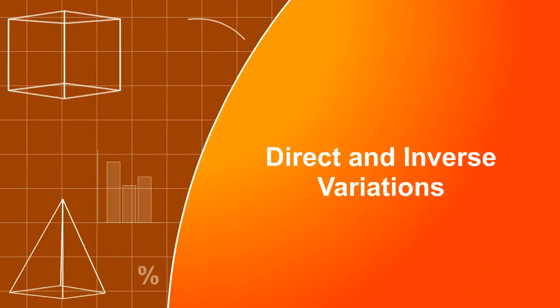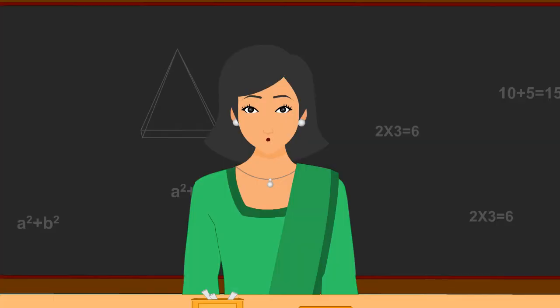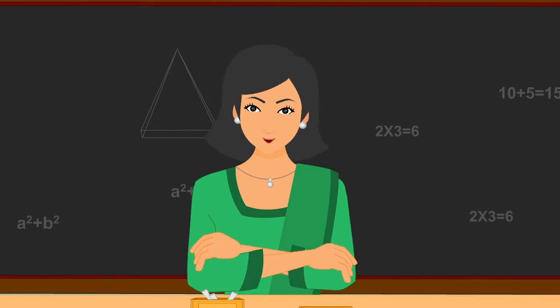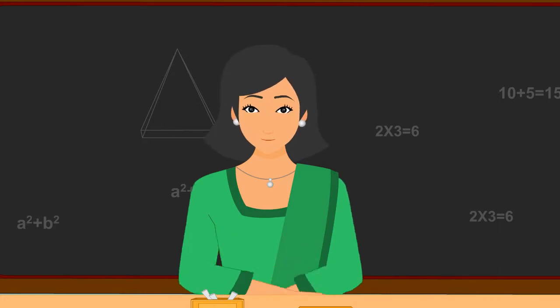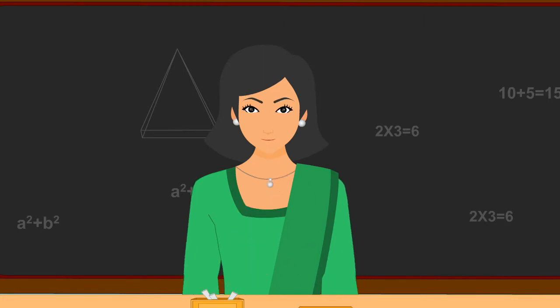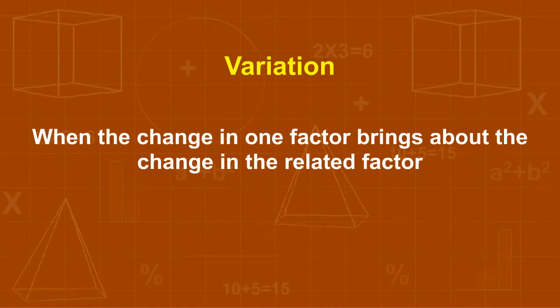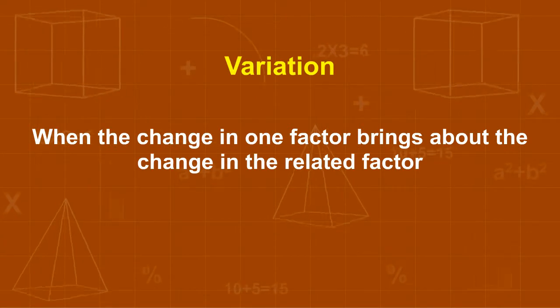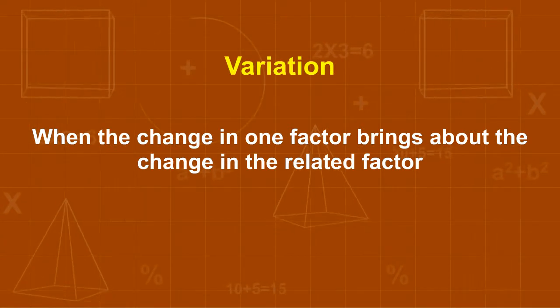Direct and inverse variations. Hello children. In our day-to-day life, we have seen many changes which are interdependable, like climate and temperature, etc. In this chapter, we will learn and study variation, which means when the change in one factor brings about the change in the related factor.